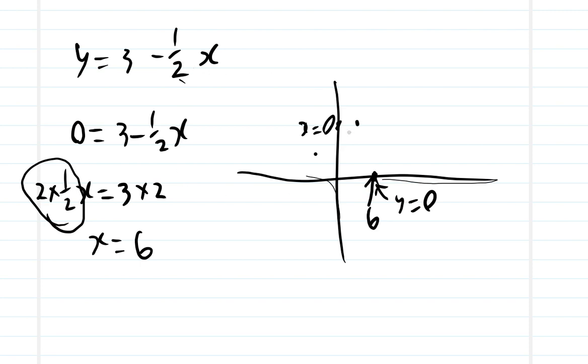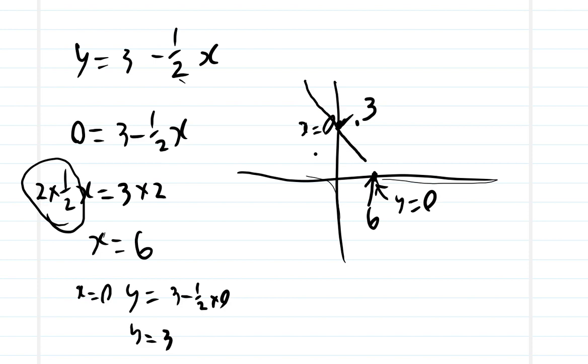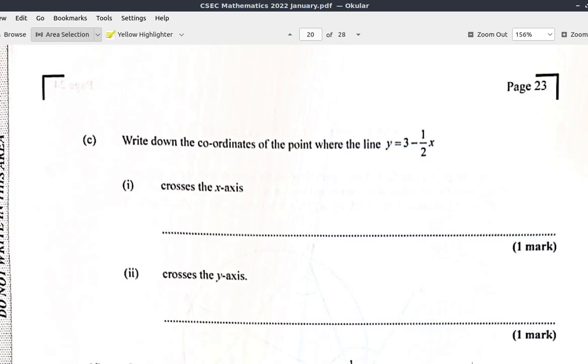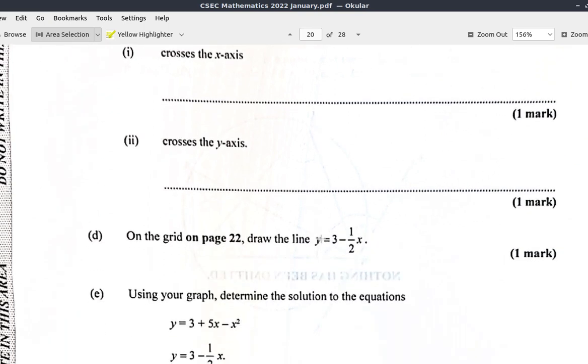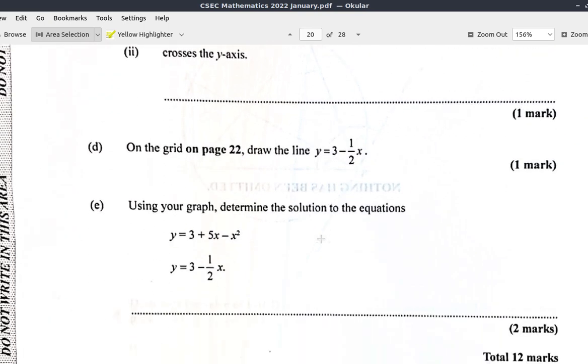Where does it cross the y-axis? It crosses at x equals 0. So when x is 0, y is going to be 3 minus half times 0. So y equals 3. Crosses it at 3. Alright? Now, the line would look something like this then. Then it says, on the grid on page 22, draw the line. Alright.